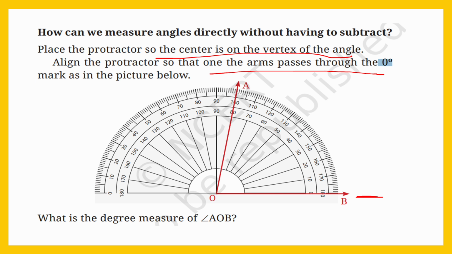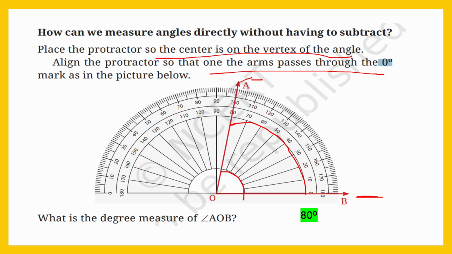So what is the degree measure of angle AOB? One of the arms is aligned through 0 degrees. So angle AOB is equal to, check the reading, 80 degrees: 0, 10, 20, 30, 40, 50, 60, 70, 80. We can directly read from this point, 80 degrees.